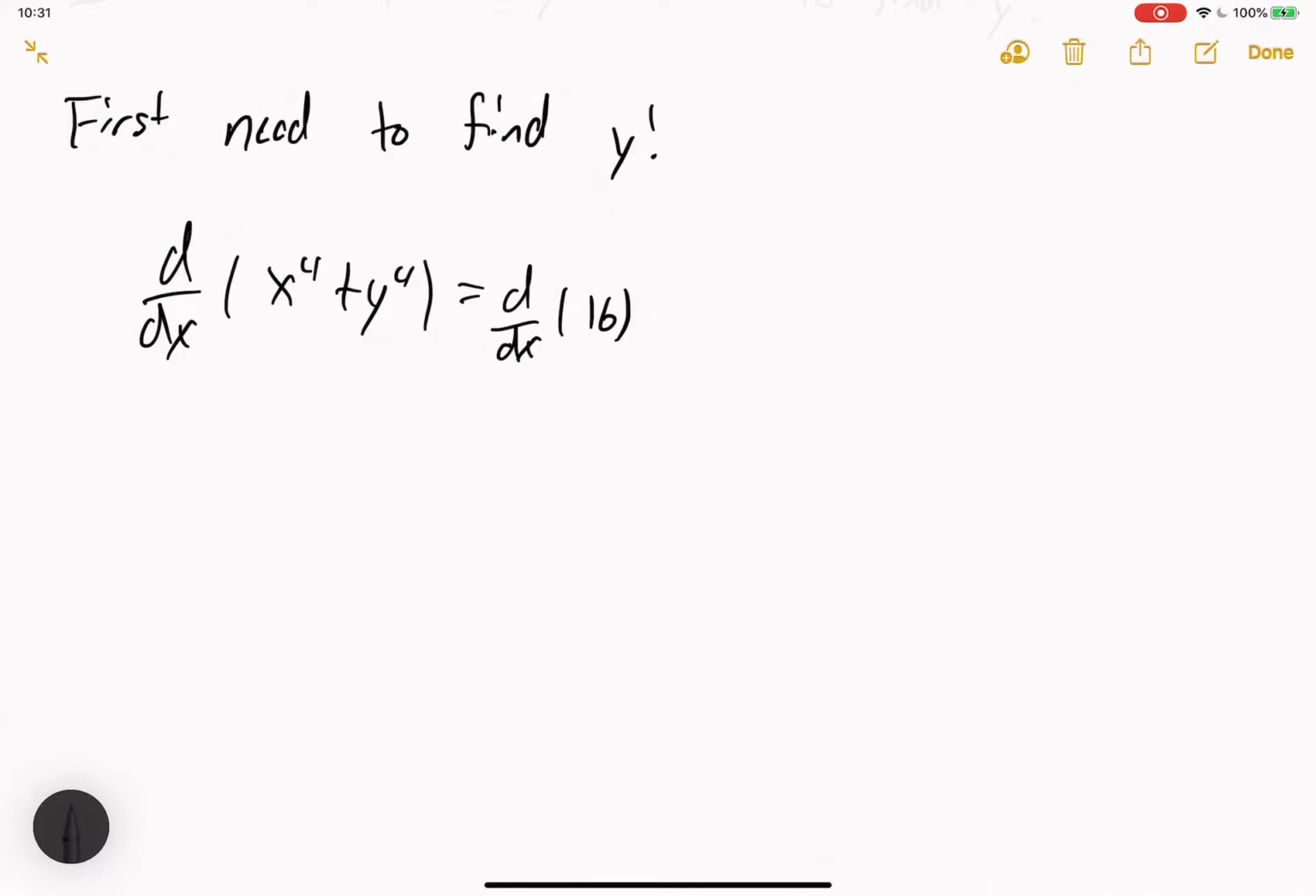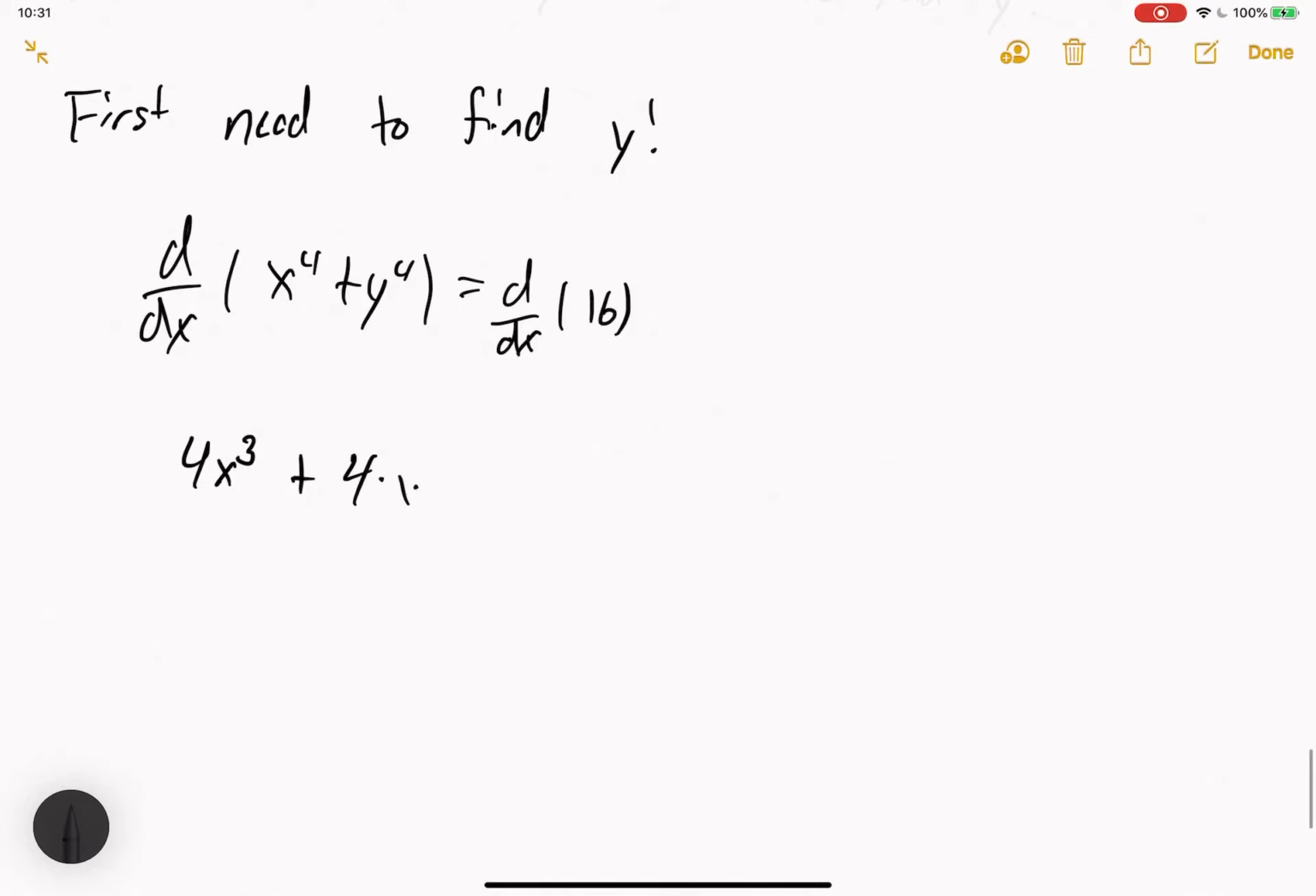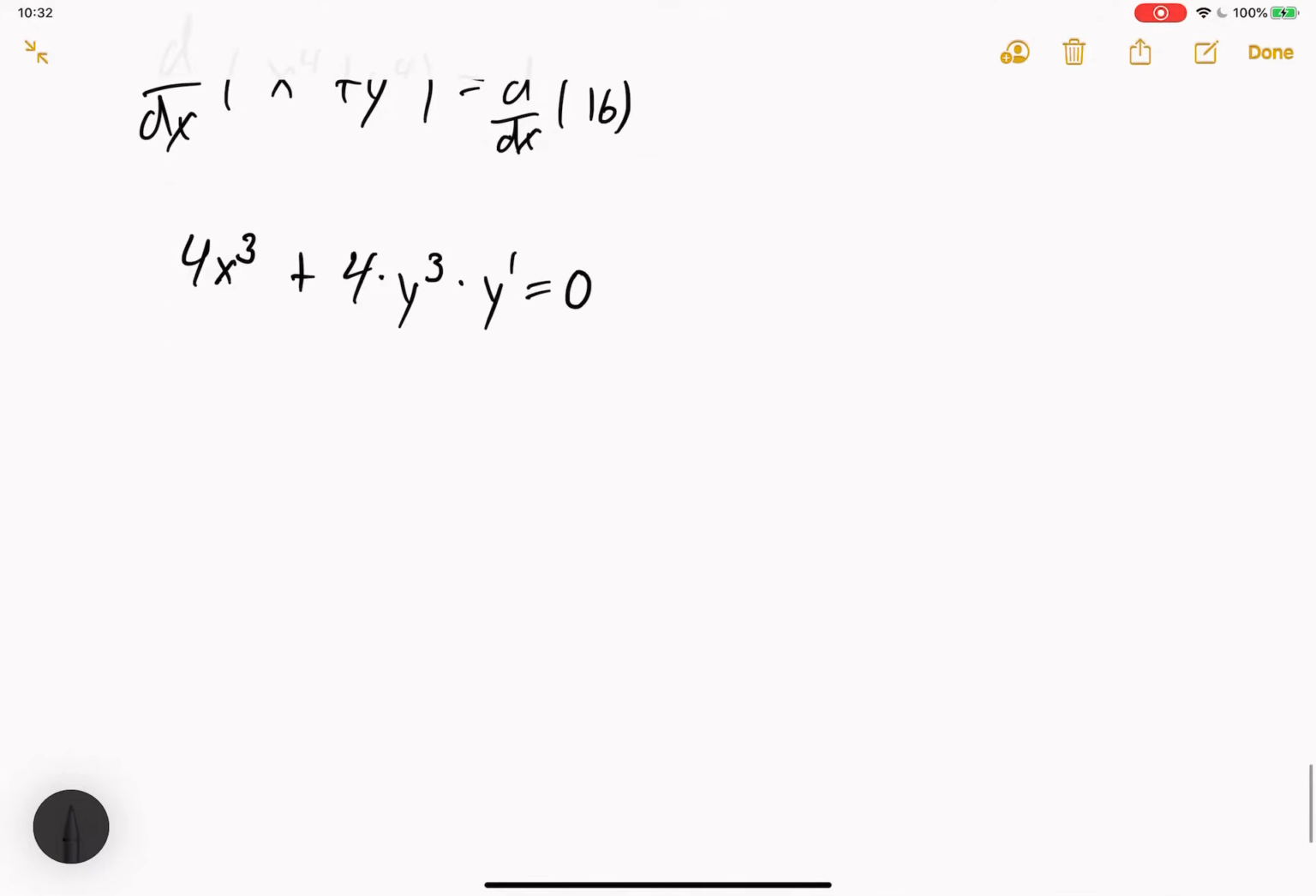I'm just gonna go ahead and take a derivative of everything. So the derivative of x to the fourth is gonna be 4x cubed, plus the derivative of y to the fourth with respect to x. So we take a derivative with respect to y first, so we get 4 times y cubed, because again that's basically treating x like a constant with respect to the chain rule, and then we multiply by the derivative of the inside, so times y prime equal to 0.